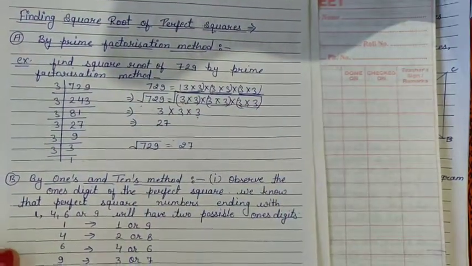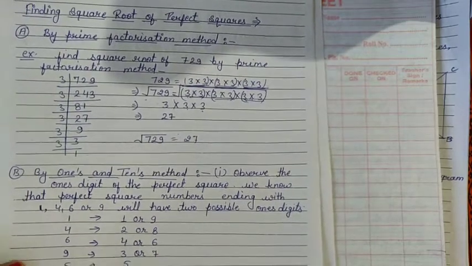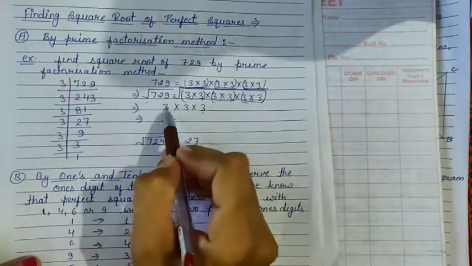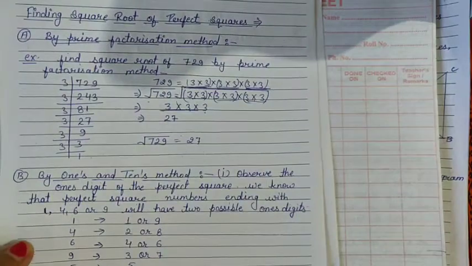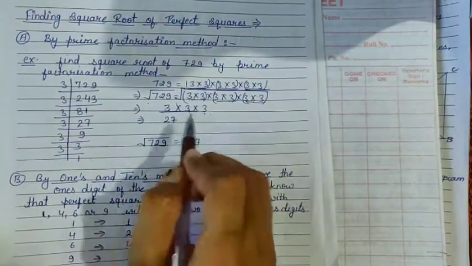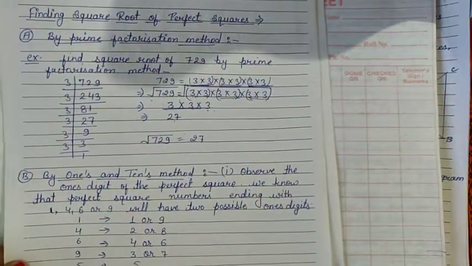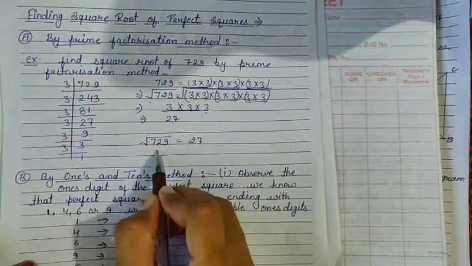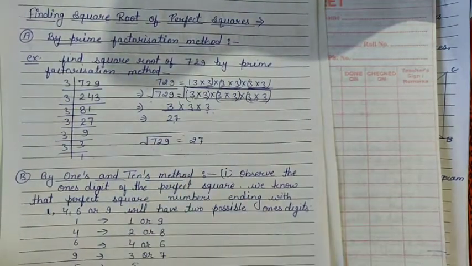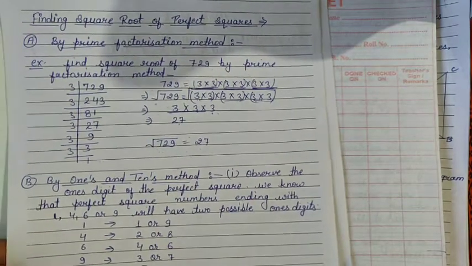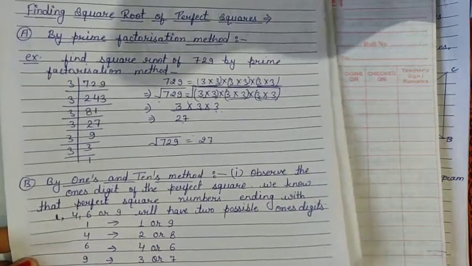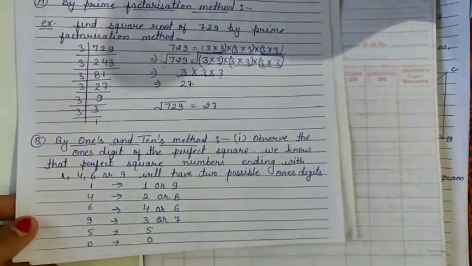Okay, we will write only one factor corresponding to each pair. And now we will multiply the factors. 3 into 3 into 3 equals 27. So square root of 729 is 27. Okay students, this is the way to find square root by prime factorization method.